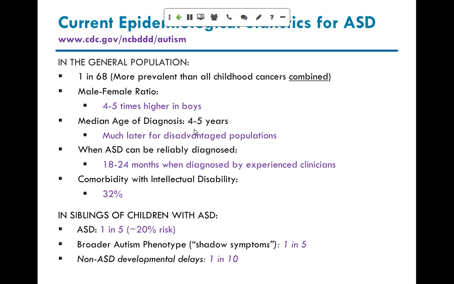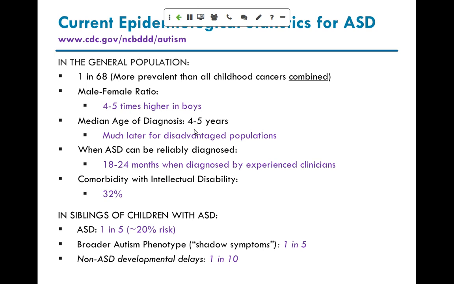Now, the current CDC study showed that even if we're looking at just Caucasians, maybe 20 to 30% of Caucasians with autism have intellectual disability. If we're looking at African Americans, it's twice that. It's upwards of 44%. So that's something that we need to address, because why would more African American children with autism have intellectual disability?